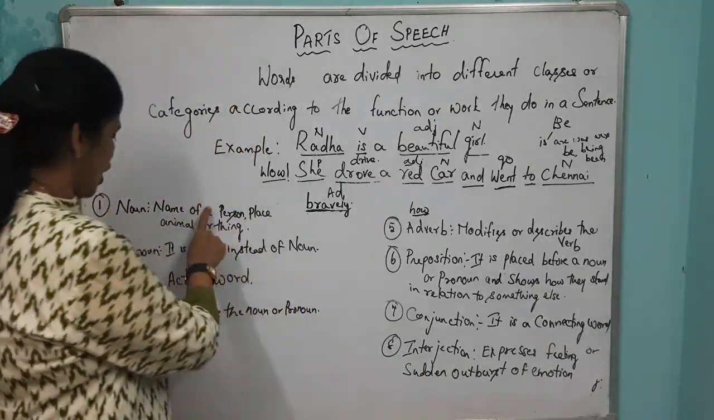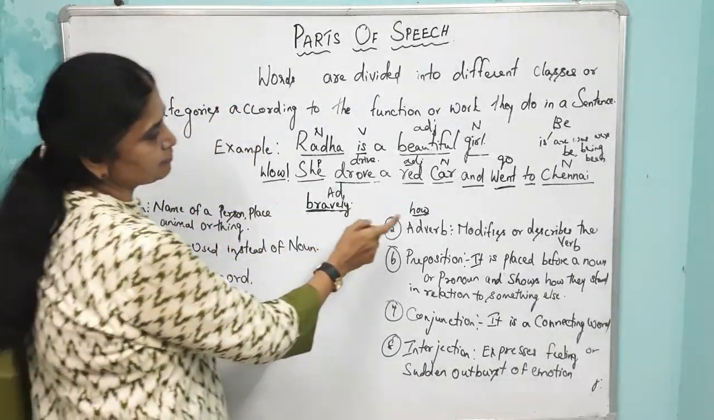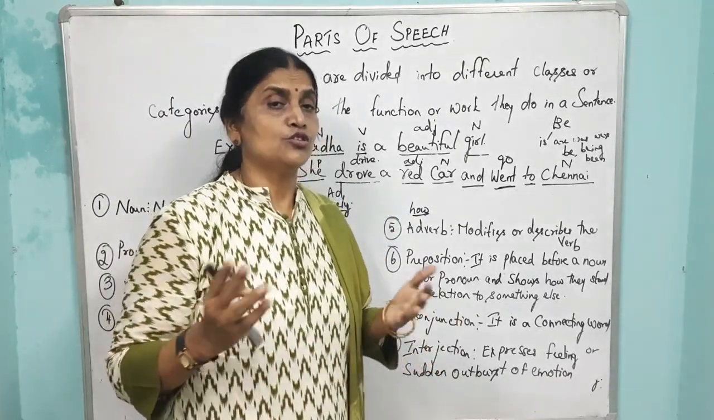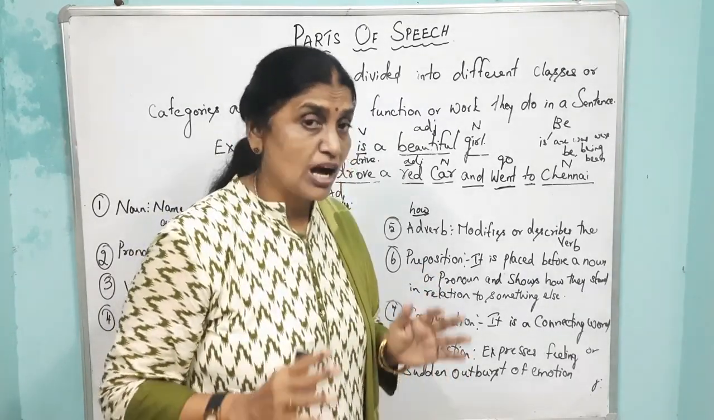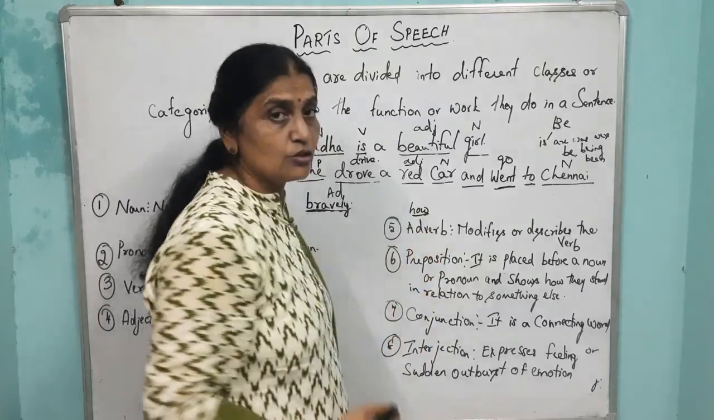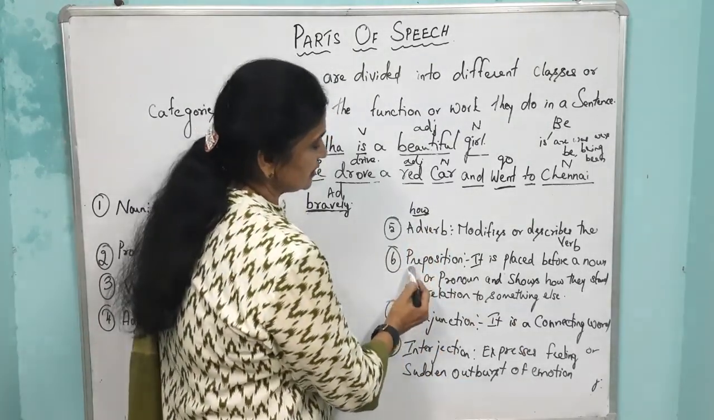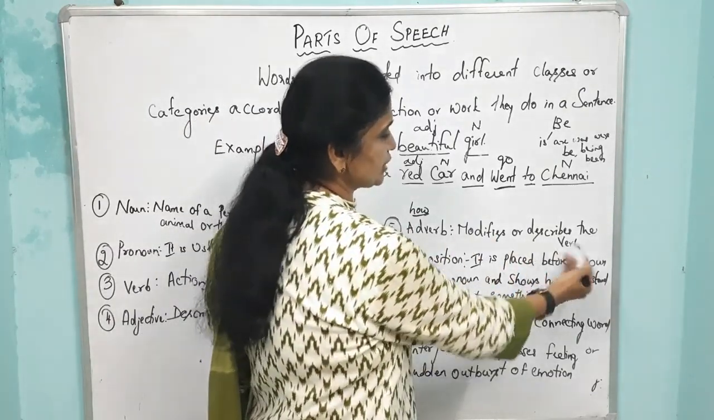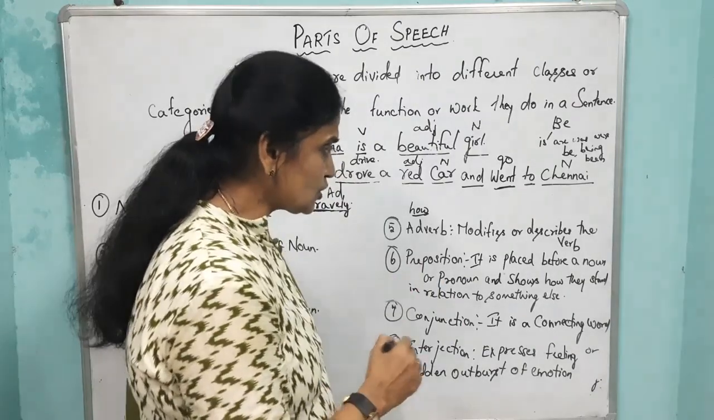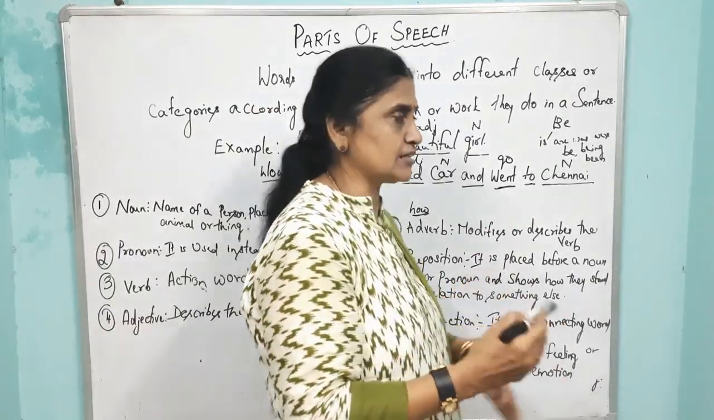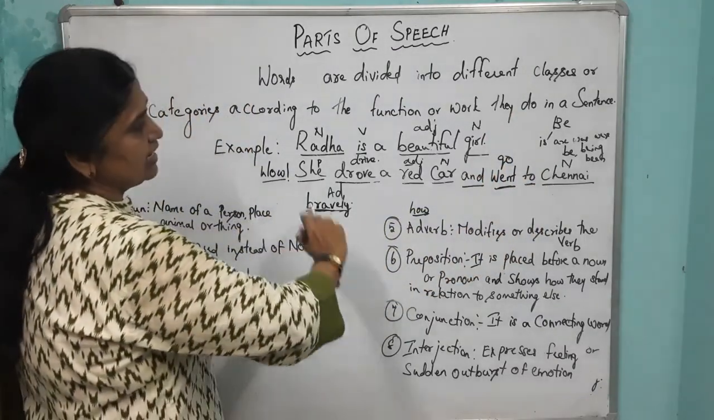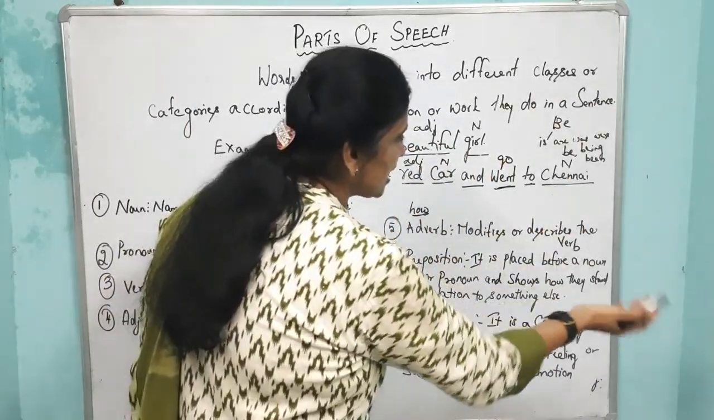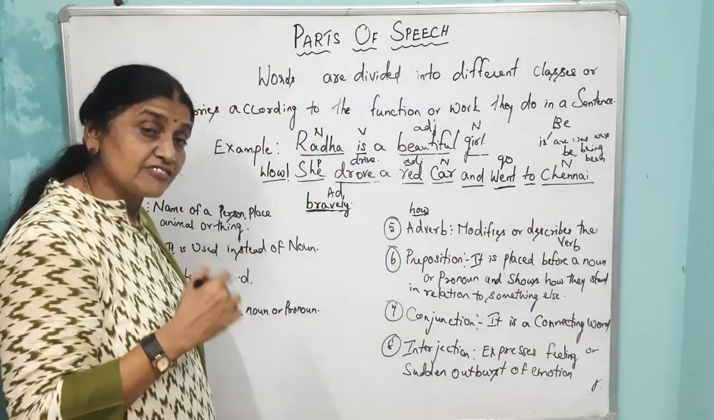Now we learned noun, pronoun, verb, adjective, adverb. Next is preposition. You must have learnt this preposition in your previous classes. You have knowledge about them, but still I would like to explain. Preposition means it comes before. It is usually placed before a noun or a pronoun and shows how they stand in relation to something else. It gives a relationship between the noun and the other parts of a sentence.